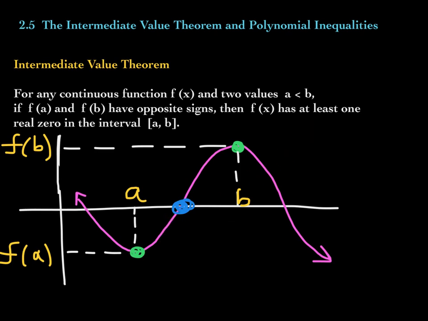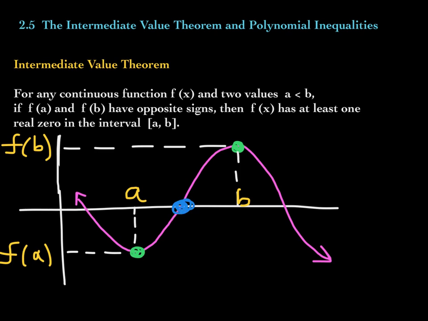So basically what this theorem is saying, if f of a is negative and f of b is positive, or if they just have opposite signs, one positive and the other negative, the only way to go from beneath the x-axis to above the x-axis is to cross the x-axis at some point to get from one point to another on the curve. And when you cross the x-axis, that gives you a zero.